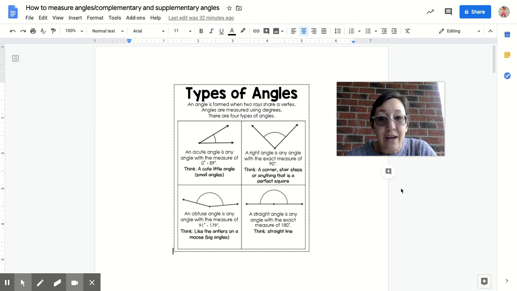And I hope y'all understand what we're doing. Today, you see types of angles on our screen. I want to review the types of angles and then teach you how to measure an angle using our handy dandy protractors that you should have.